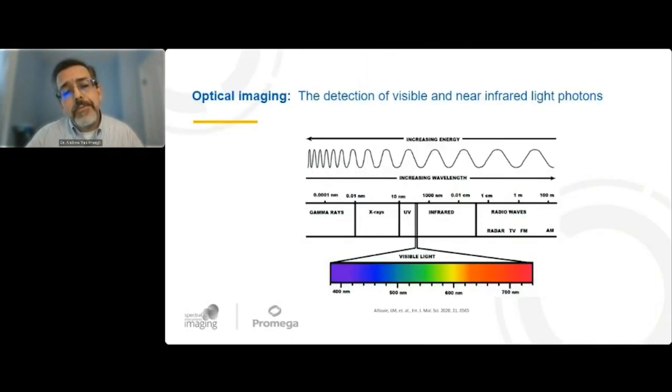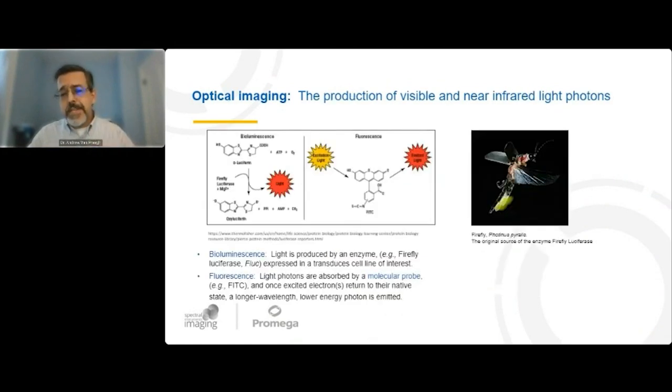Without any further ado, optical imaging in general is the detection of visible light photons starting at around 400 nanometers, going up through blue, green, yellow, orange, red, and into the near infrared at about 900 nanometers. The photons themselves that are getting detected are typically produced in one of two ways in optical imaging, either through bioluminescence or fluorescence. And we will be primarily focusing on bioluminescence today, but I'll pay homage to both and show you the mechanics of each.